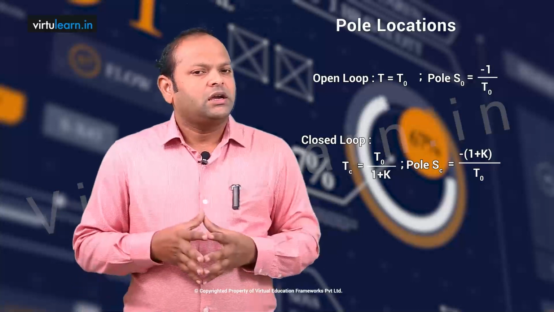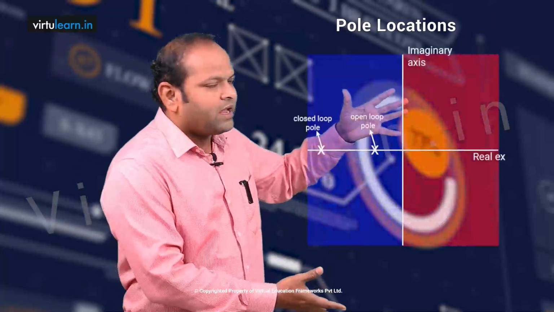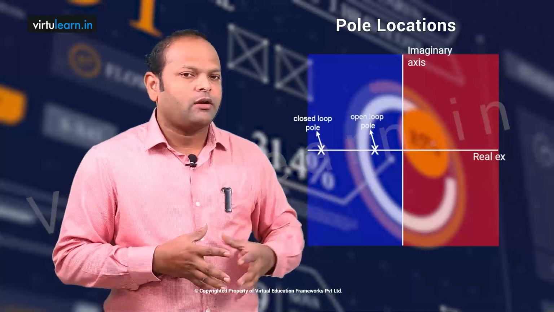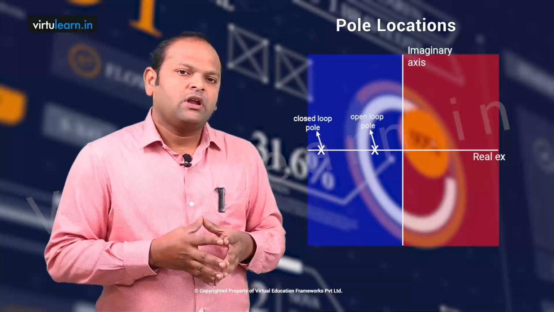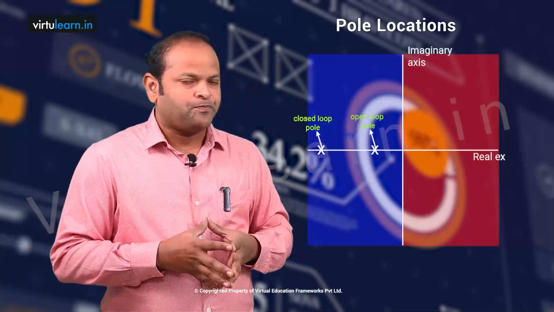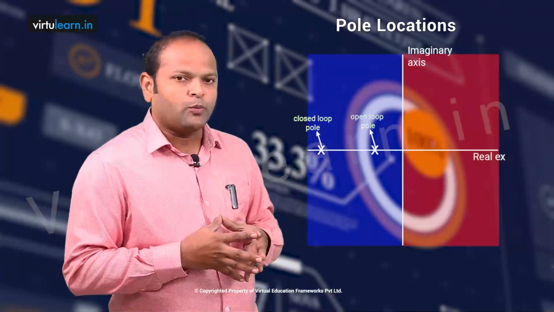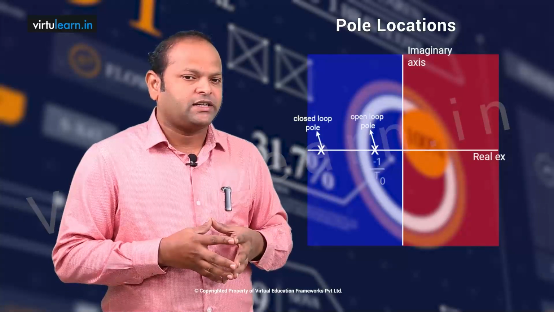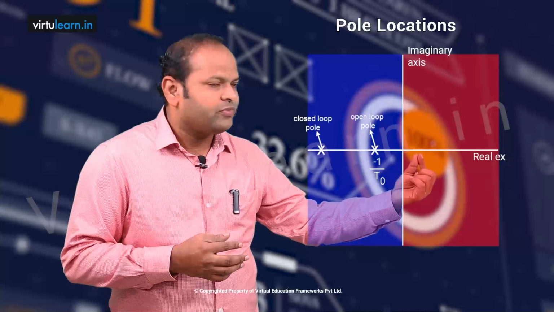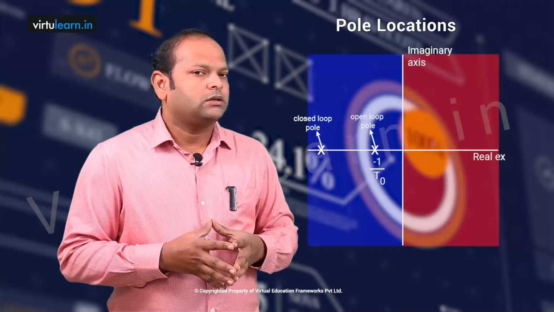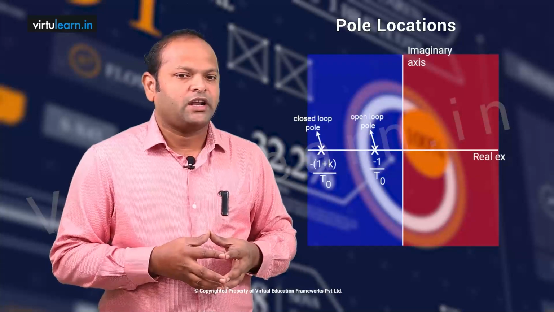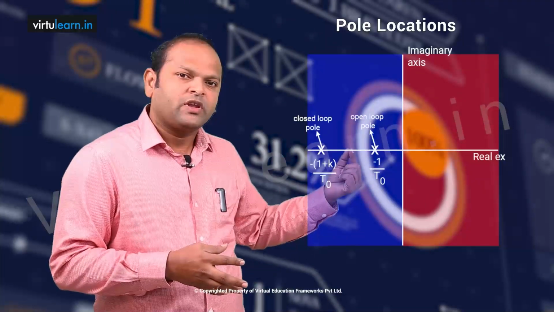Now let us see an S plane. Let us say this is my S plane. We know the S plane is a complex plane where we can locate the poles and zeros of the system. Now I have an open loop pole and a closed loop pole. Let us locate them. First, the open loop pole is minus 1 by T naught, so I am locating it here. Then I want to locate the other pole, the closed loop pole, which is minus 1 plus K by T naught. So that will be here.